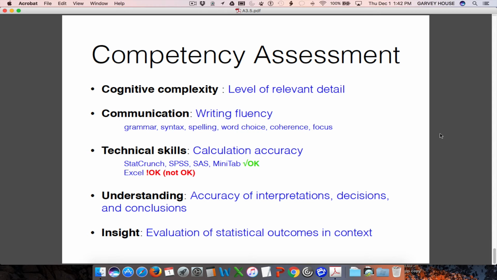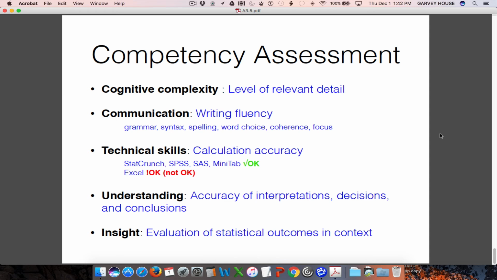The technical skills, calculation accuracy. The good news here is that you're going to use StatCrunch. You can use SPSS, SAS, Minitab, or any other statistical packages that you may have a lot more familiarity with. That's fine. But one thing you may not use is Excel. It's not okay to use Excel.